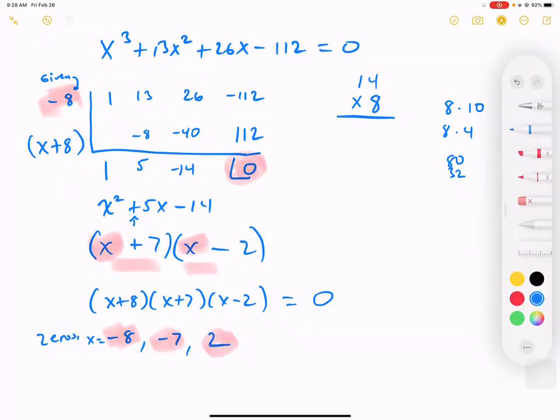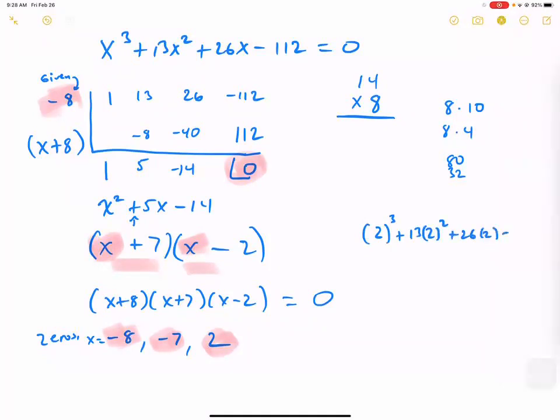I'm going to verify this one time, plugging in 2 into the original problem. 2 cubed plus 13 times 2 squared plus 26 times 2. Please don't actually do this on a test. You're just going to burn your time. And let's see, does this equal 0? 8, 4 times 13 is 52, plus 52. Okay, we're at 104 plus 8 is 112, minus 112 is 0.